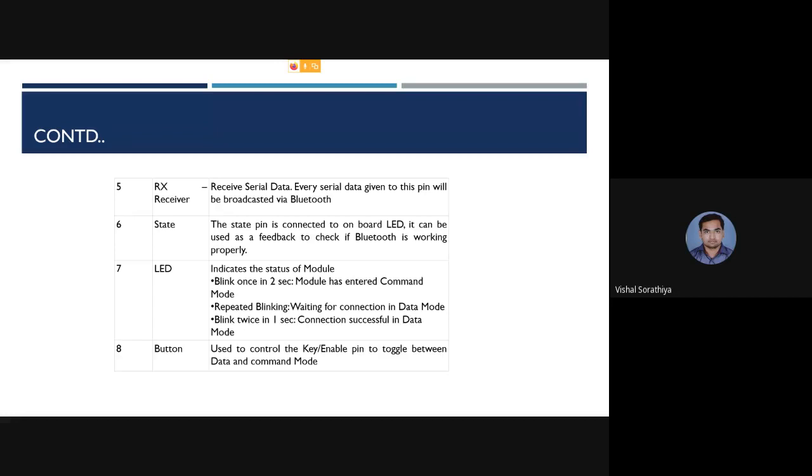The state pin is connected to an onboard LED. It can be used as feedback to check if Bluetooth is working properly or not. The LED blinks: if it blinks once in 2 seconds, the Bluetooth module has entered command mode. Repeated blinking means it is waiting for connection, waiting for somebody to connect to this device. Blinking twice in 1 second means the Bluetooth is already connected with some device and they are exchanging information. The button is used to control the key pin, to toggle between data and command mode.